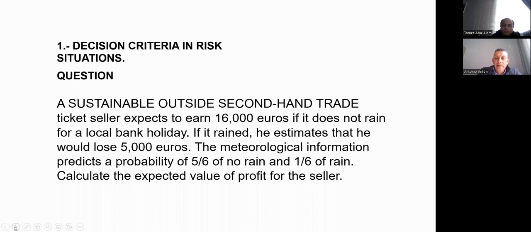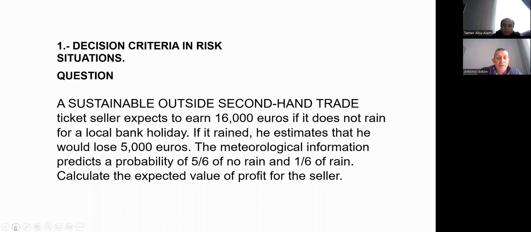If it rained, he estimated that he will lose 5,000 euros. Well, I think that is very understandable. When it starts raining, the people leave the places where they trade, and they decide to go to other places. But it's very much so here, at least in Alicante, or perhaps in other populations or cities it could be different.